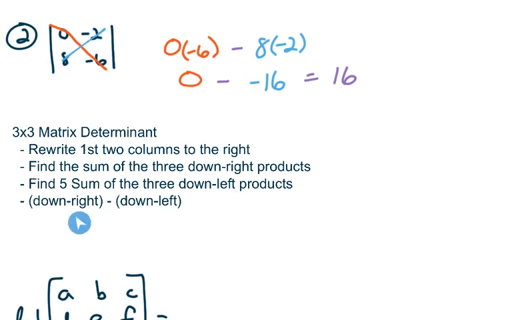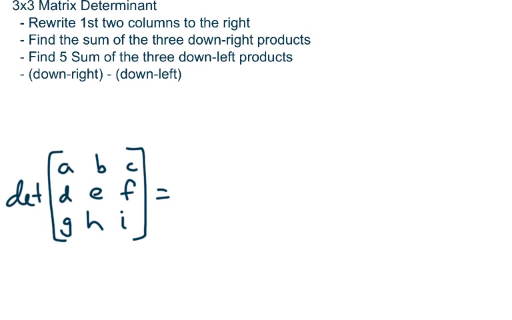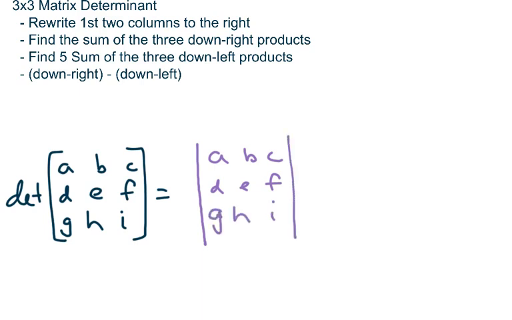And then we're going to subtract down right minus down left, just like we did up here, but now we're going to have multiple numbers that we're going to be adding and subtracting. So the determinant of, I've got a 3 by 3 matrix here, A, B, C, D, E, F, G, H, I. Okay, I'm going to rewrite this, using purple here. I'm going to use the absolute value bracket. So I'm going to have A, B, C, D, E, F, G, H, I. And then I'm going to do the steps here.